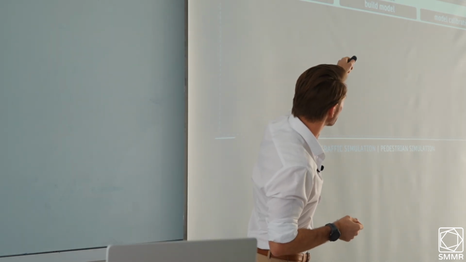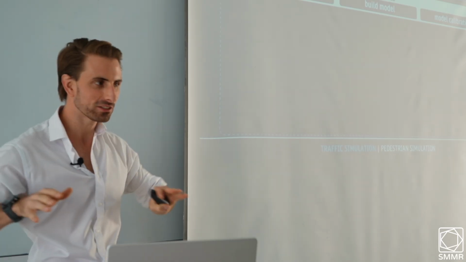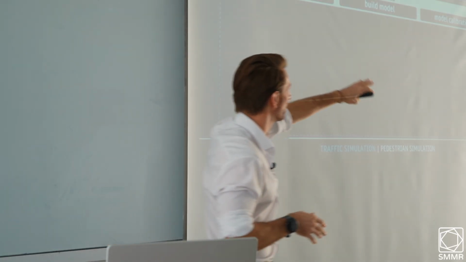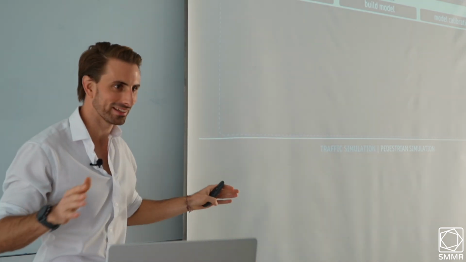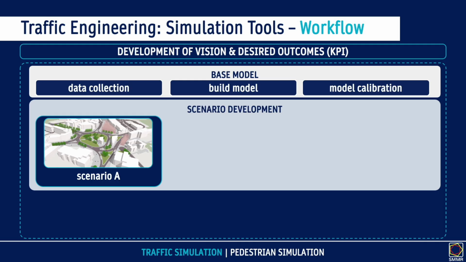We then build our simulation, and the final step is to calibrate it, which is the process of making sure that the data you collected and the model you built reflects reality, which is easier said than done. We could do a whole lecture on calibration, because obviously in different countries, people drive differently, and you need to adapt your simulation to the local driving behavior. And once you have your base model and it closely reflects reality, you can start developing different scenarios.